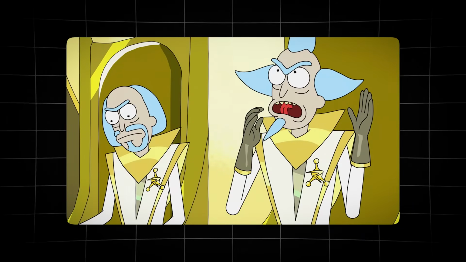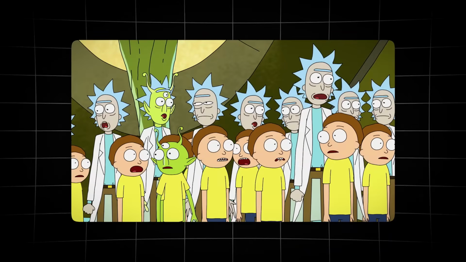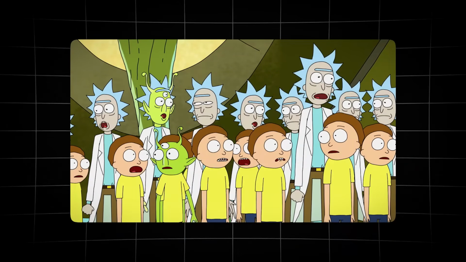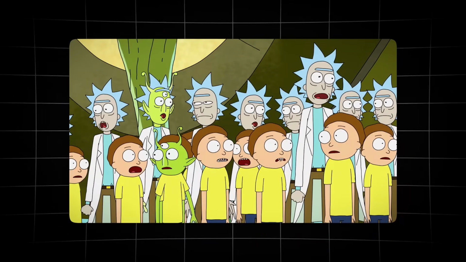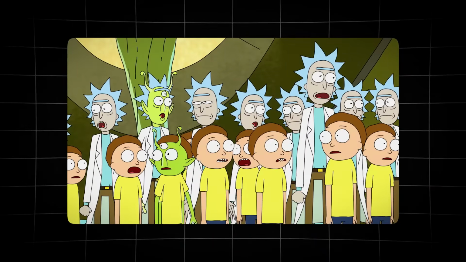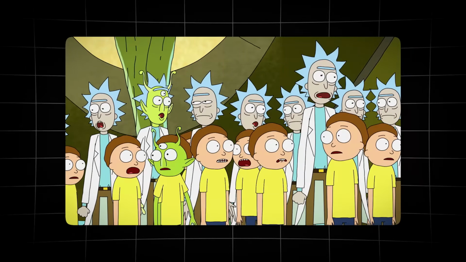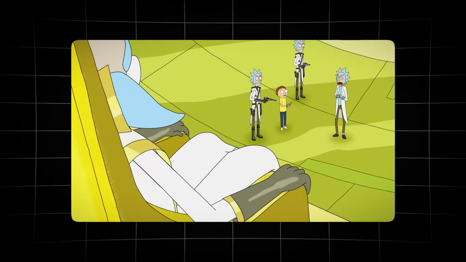The council member decides that evidence is a good idea. He orders his team to scan Rick C-137's portal gun. One of the armed Ricks reaches into Rick C-137's lab coat and pulls out the portal gun. Rick C-137 protests that they should not look at another man's portal gun history because everyone goes to weird places.